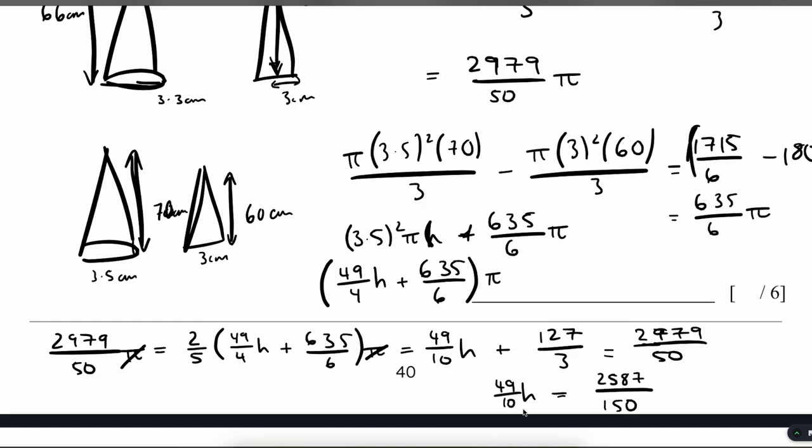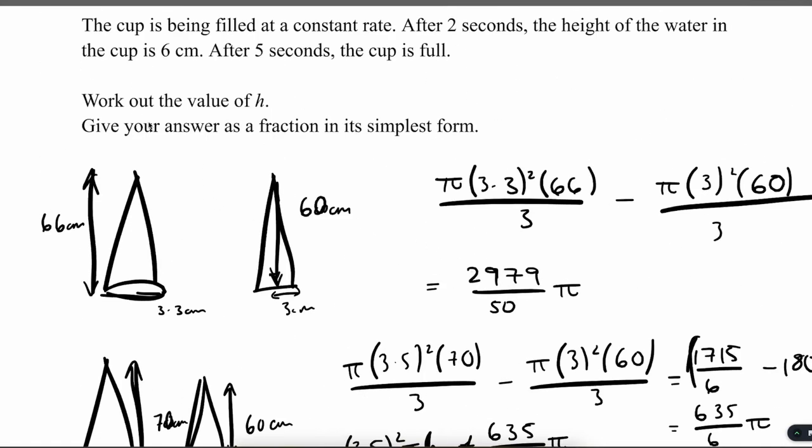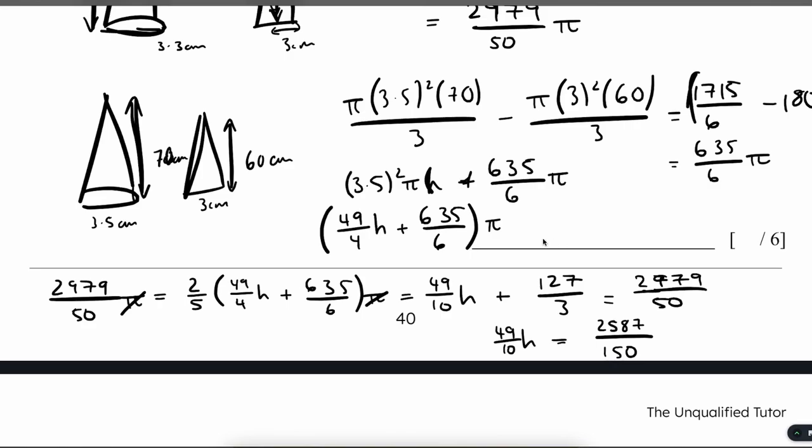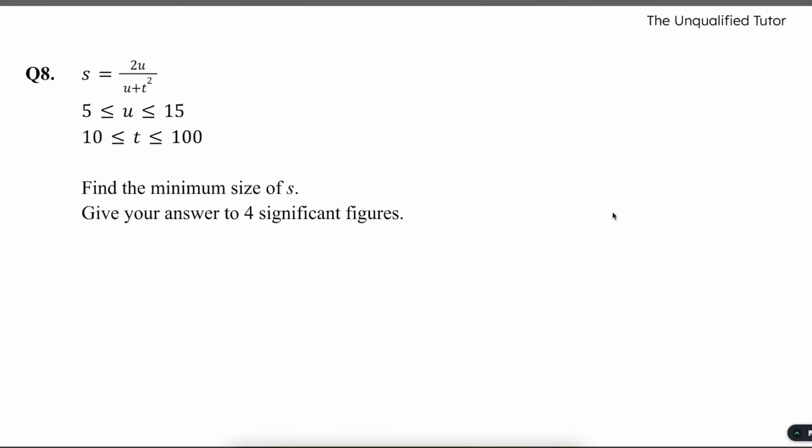You should get 49 over h, so we need to work out the value of h as a fraction. h equals 2587 over 735. Okay, question 8. s equals 2u over (u plus t) squared.